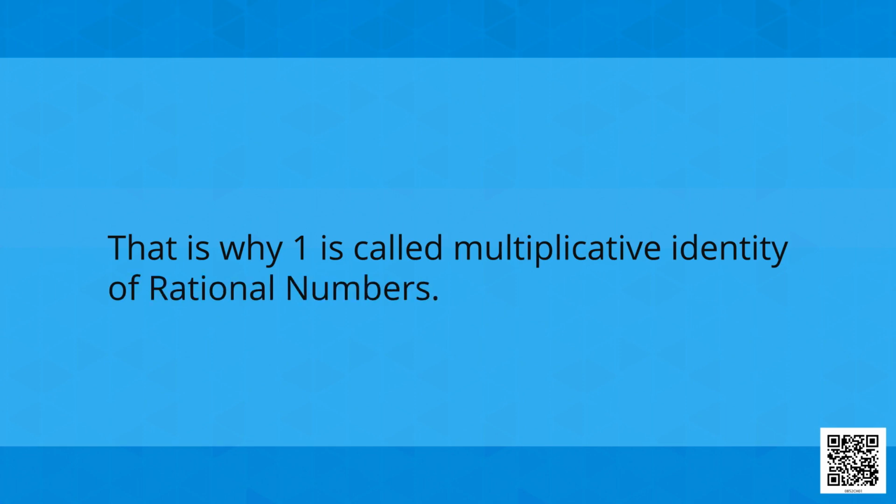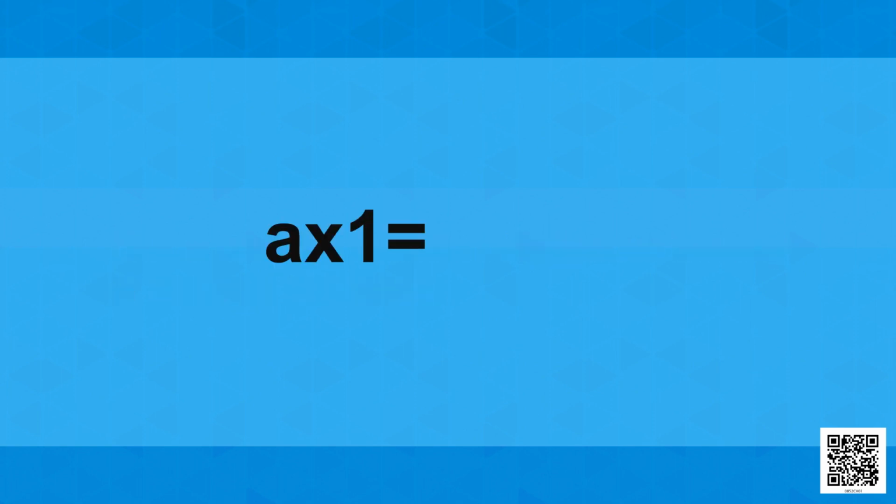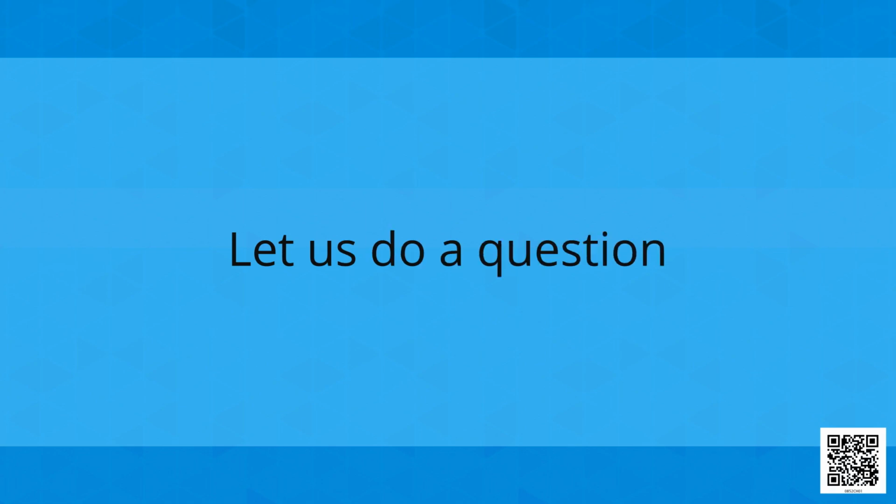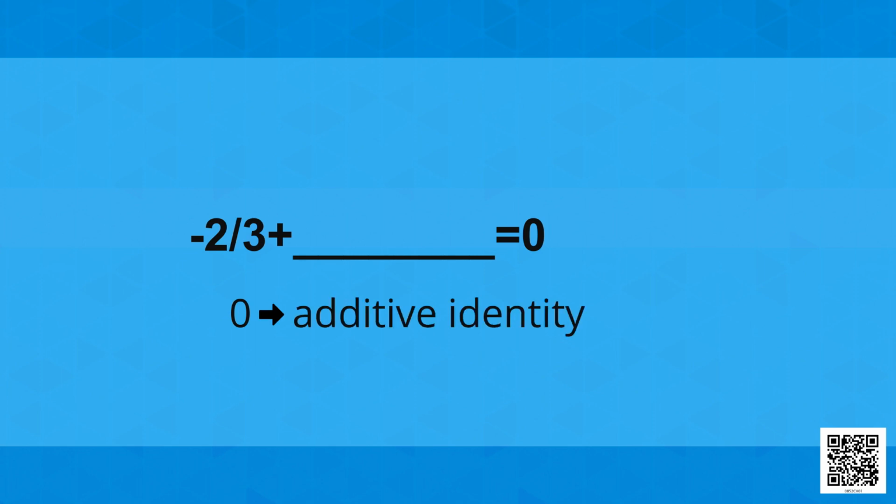Let us write in general form. For any rational number a, a multiplied by 1 is equal to a, which is equal to 1 multiplied by a. Let us do a question. Minus 2 upon 3 when added to a number gives 0. I have specially taken 0 here because 0 is the additive identity of rational numbers.